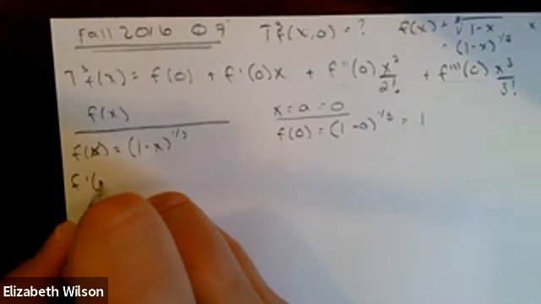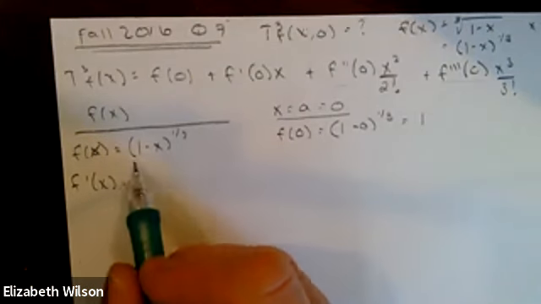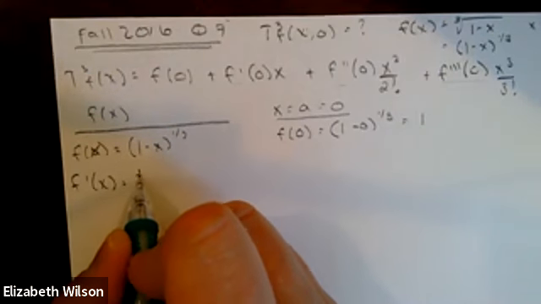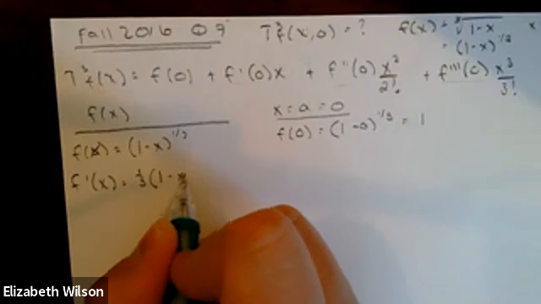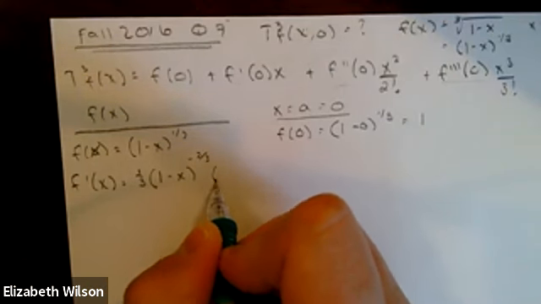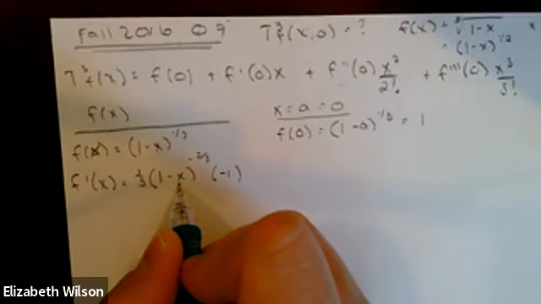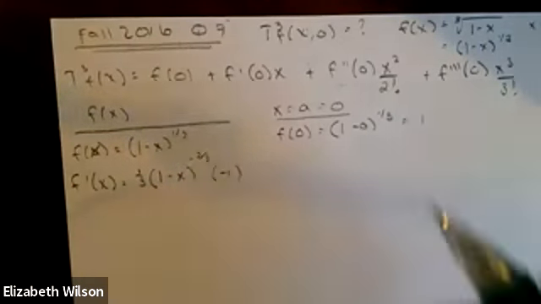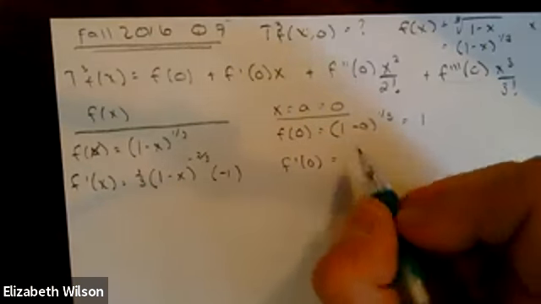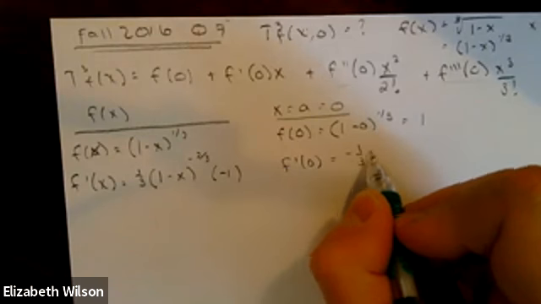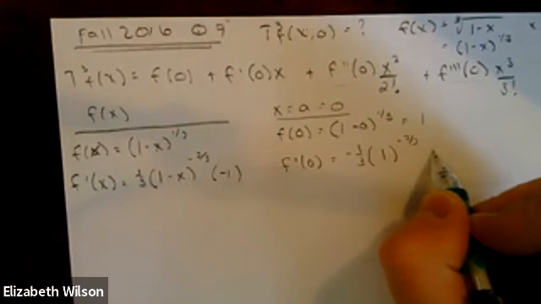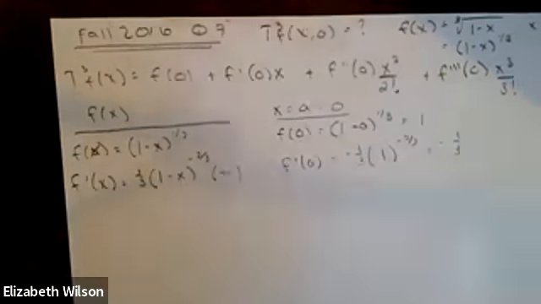I need to take my first derivative. Don't forget your chain rule on here. I've got my exponent, so I'm going to go 1/3, 1 minus x. I have to subtract 1 from the exponent, so I get minus 2/3, and I have to do chain rule. The derivative of minus x is equal to minus 1. We have to evaluate this at x equals 0. That's our Maclaurin. So I'm going to go minus 1/3 times 1 minus 0, 1 to the minus 2/3. So this is equal to minus 1/3.